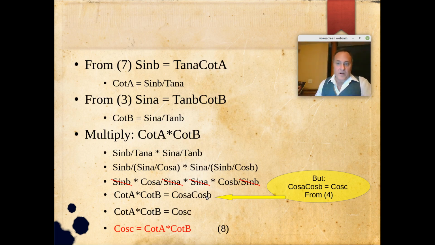But from number 4 on the previous slide, we know that the cosine of C is equal to cosine A, cosine B. So I can substitute for this. I can just call that cosine C. And so now I have cosine C equals cotangent of big A times cotangent of big B, and that's our 8th, our next one. Now we only have 2 more to find, and then we've discovered all of the right triangle relationships that help us find missing angles or sides based on other sides or angles.